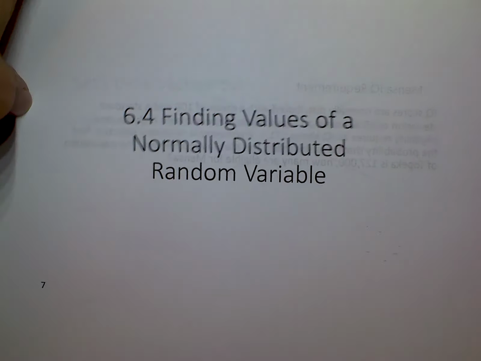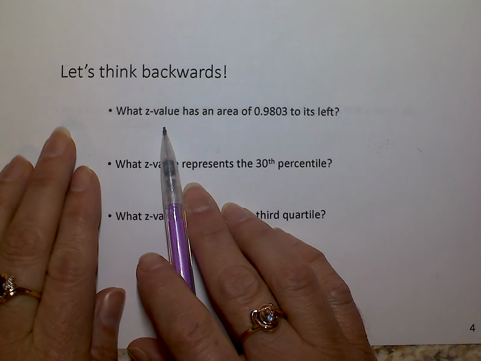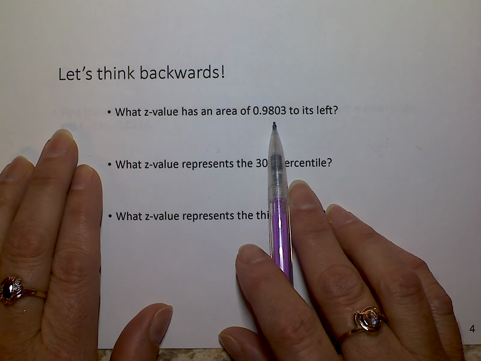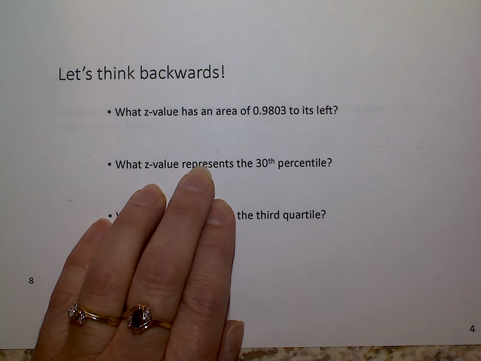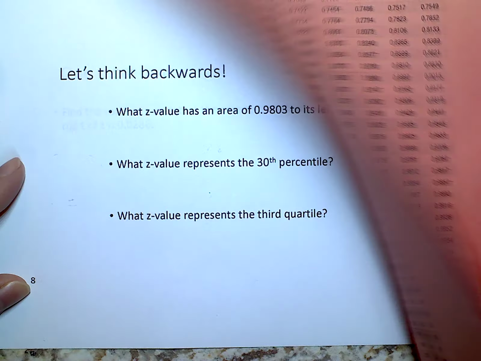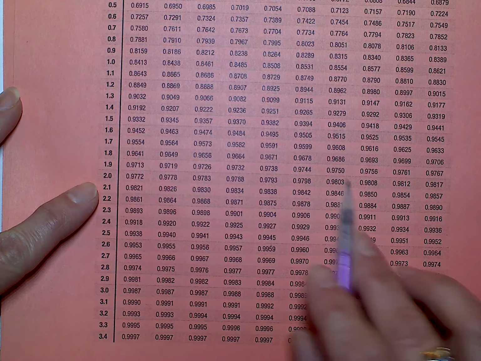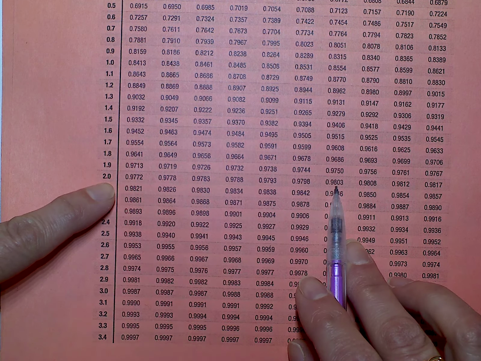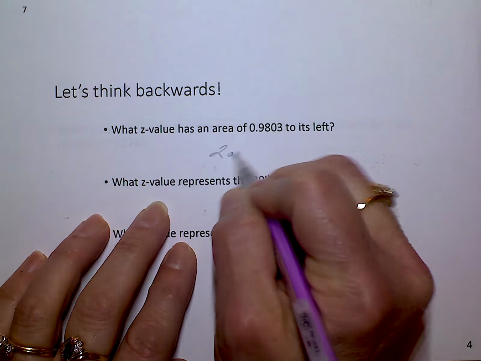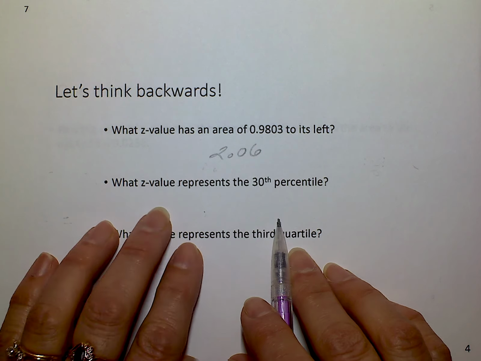First thing, in thinking backwards, here we go. It says what z value has an area 0.9803 to its left? So all of the areas on here are to the left, right? Correct. So we're going to go to 0.9803 is the area to the left. Oh, there he is. And the z value that goes with that is 2.06. Okay, so you can use the table in reverse. That will be handy for us later.